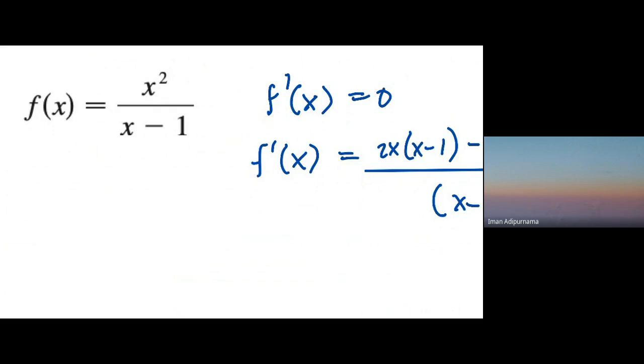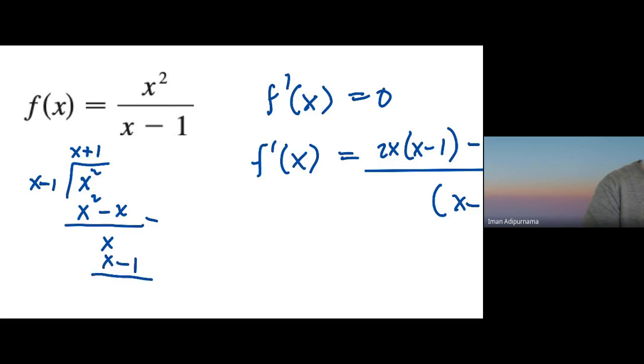If you'd like, sometimes if you want to draw, you can write this. So divide first. If you want to write in another form, we'll have a remainder here. So this will also be equal to x plus 1, and then plus 1 over x minus 1.